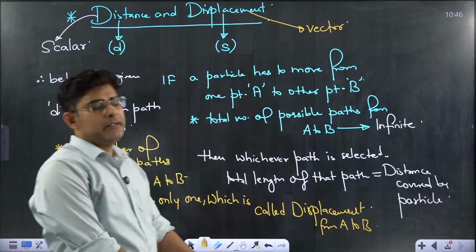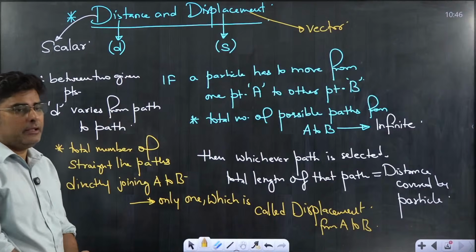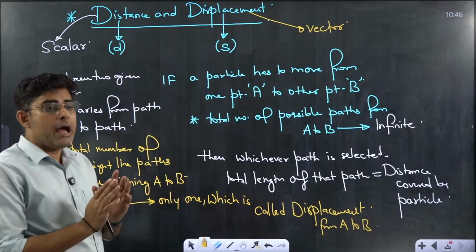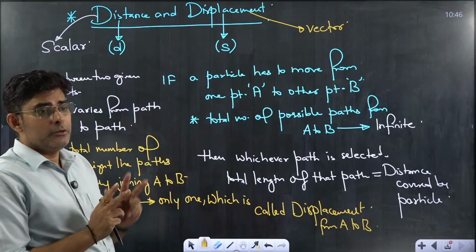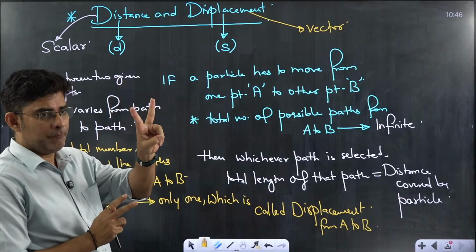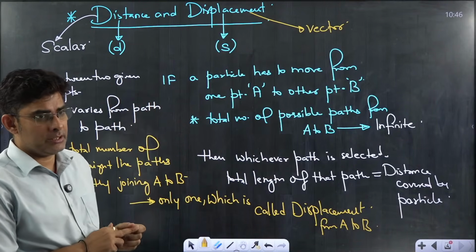So basically we define distance and displacement. For that, first of all, we have to define two positions.